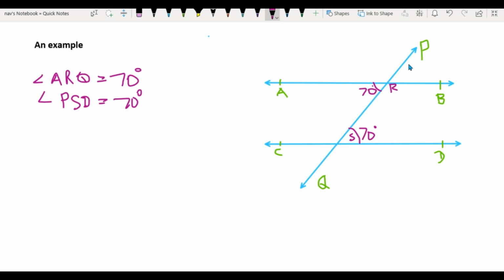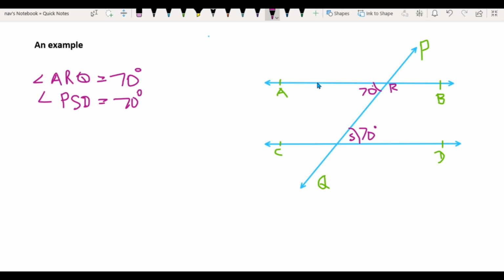And angle PSD is given as 70 degrees. We want to check if these two lines AB and CD are parallel or not.